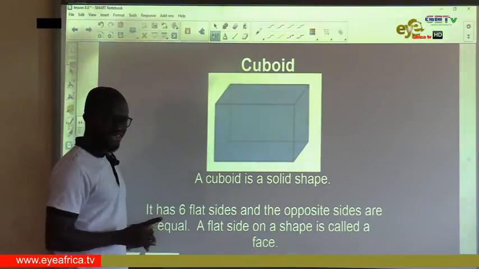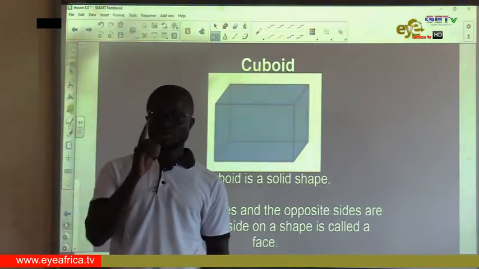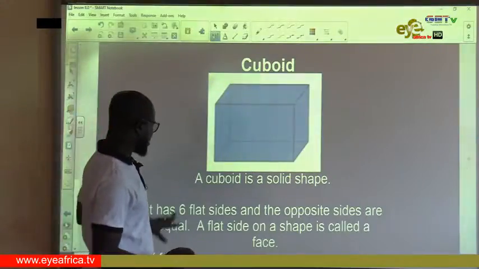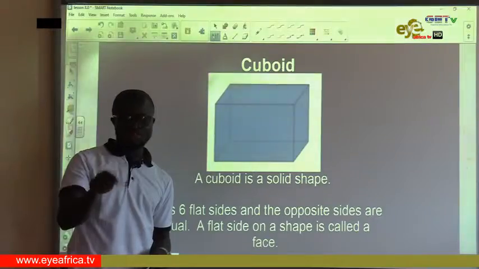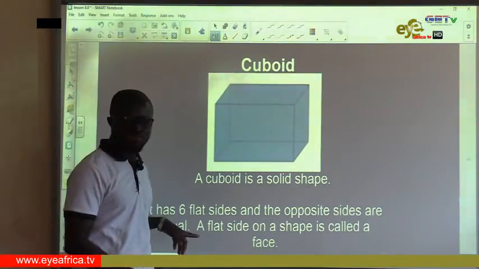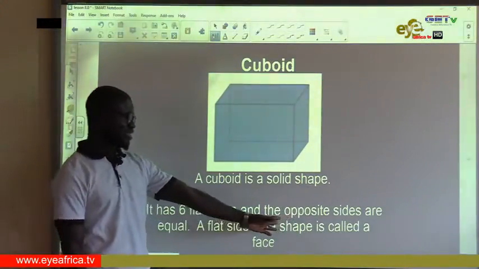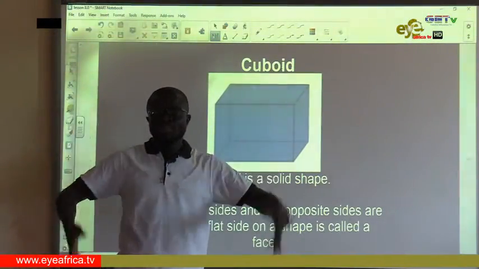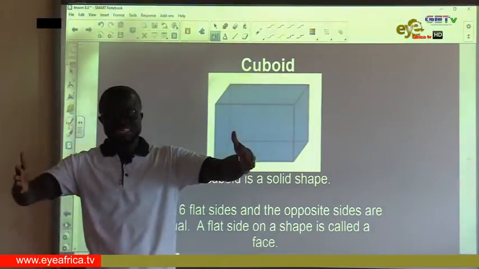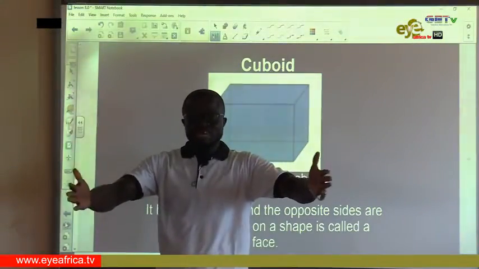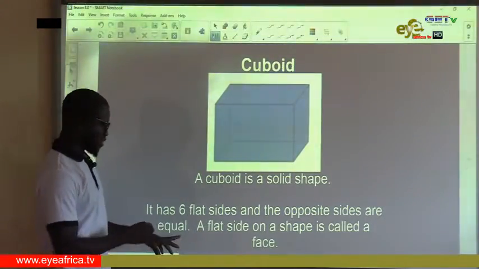One of them is it has 6 flat sides. I repeat, the first property is a cuboid has 6 flat sides. Like I said, we will always go to the object itself, count to confirm whether what we have on the board is true or false. We will solely do that. Another property is the opposite sides of the cuboid are said to be equal. When we say opposite sides, that is the 2 sides facing each other from either end are supposed to be what? Equal. We will justify that.